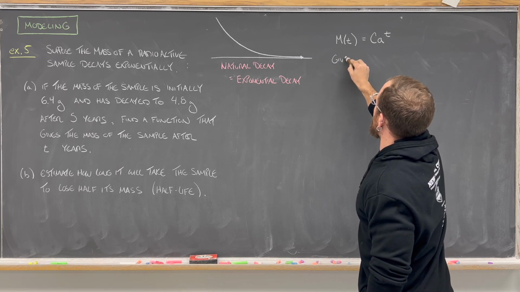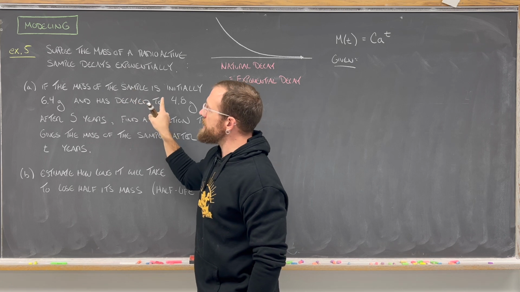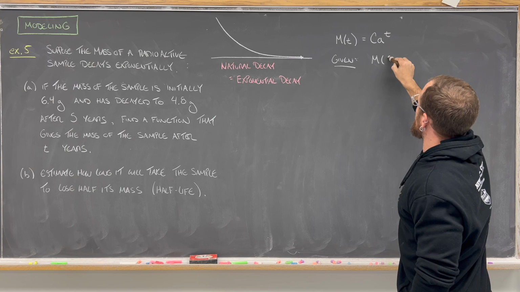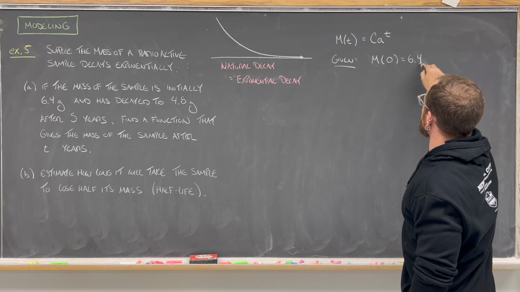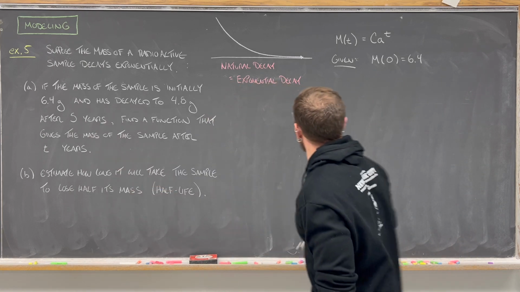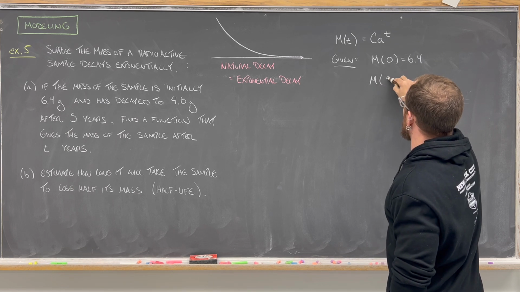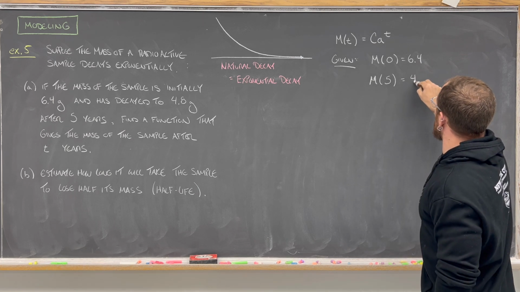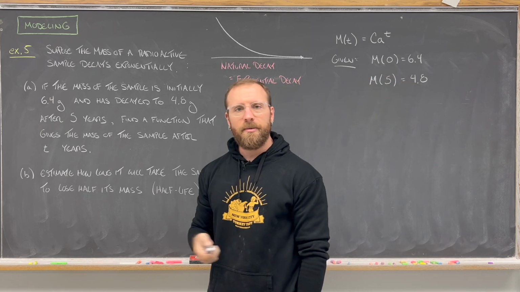What we've been given in this sentence right here, it says that the sample is initially 6.4 grams. So the mass when the clock strikes 0 is 6.4. And also 5 years later, so I'm going to adopt the unit of years for my variable t, the mass after 5 years is 4.8 grams. That's the given information.